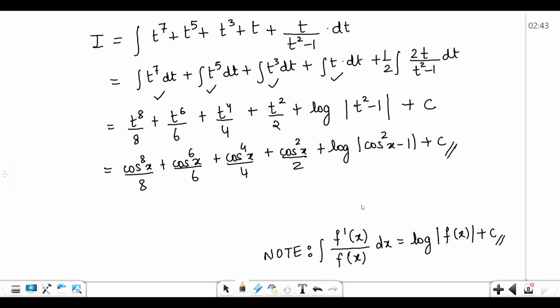Okay, so this is how you can solve a complicated integration with the help of substitution. We have some more examples based on substitution, but I'll cover those in later videos.